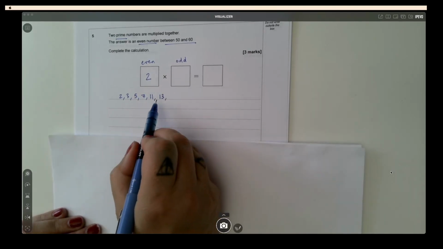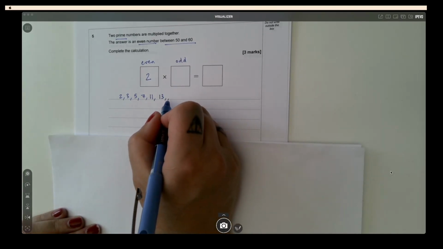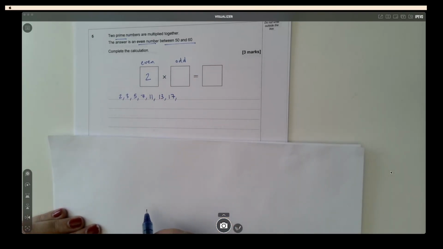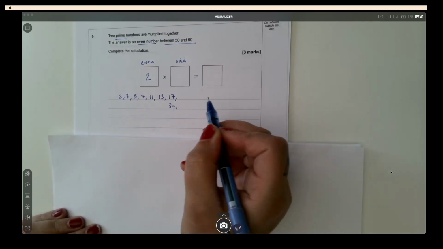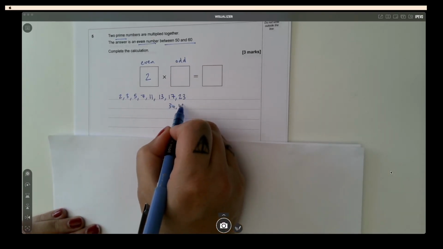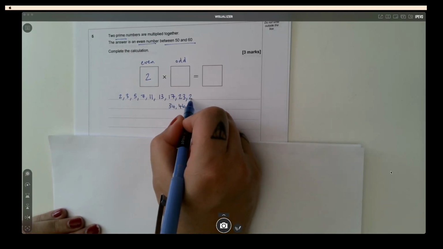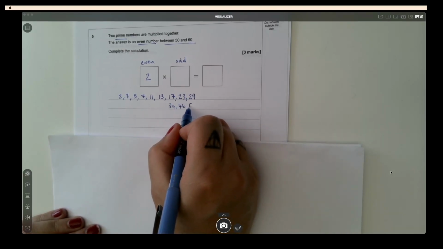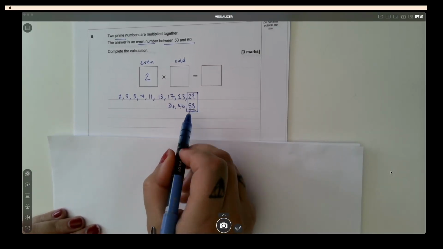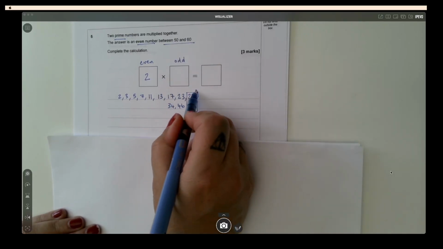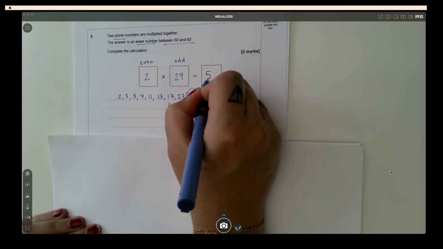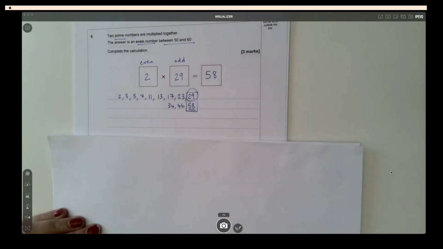The next prime number is 13. Double 13 is 26. That's not between 50 and 60. The next prime number is 17. Double 17 is 34. So that's not going to work. The next prime number is 23. Double 23 is 46. The next prime number is 29. Double 29 is 58. Now this option would work because 58 is between 50 and 60 and 29 is odd and prime. So if we pop 29 there and 58 in the answer box.